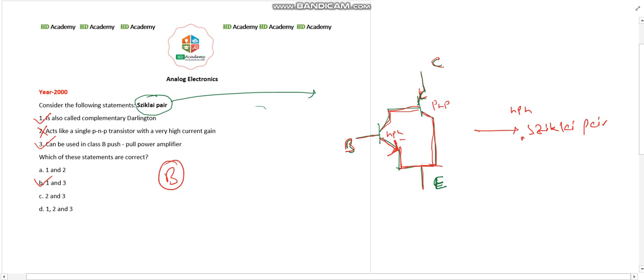So that's all for this question, and the answer to this question is B.